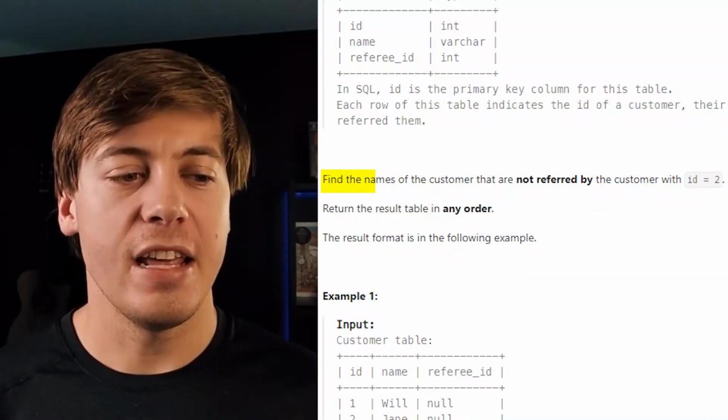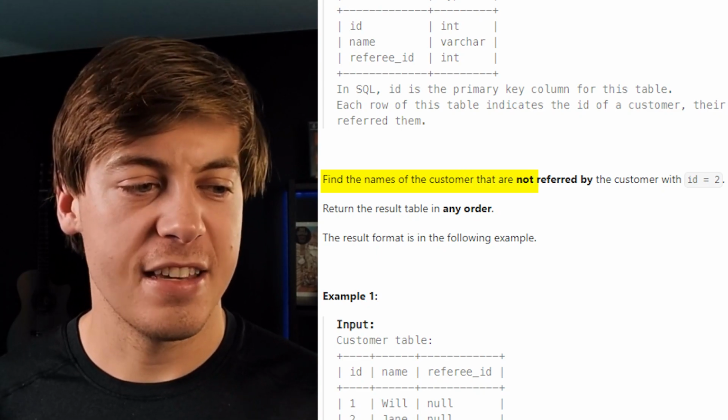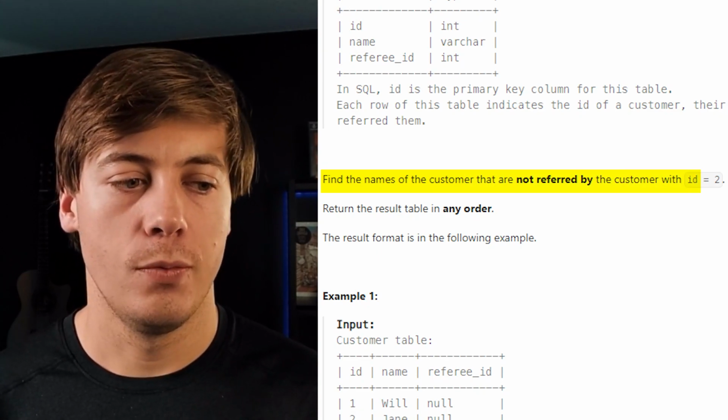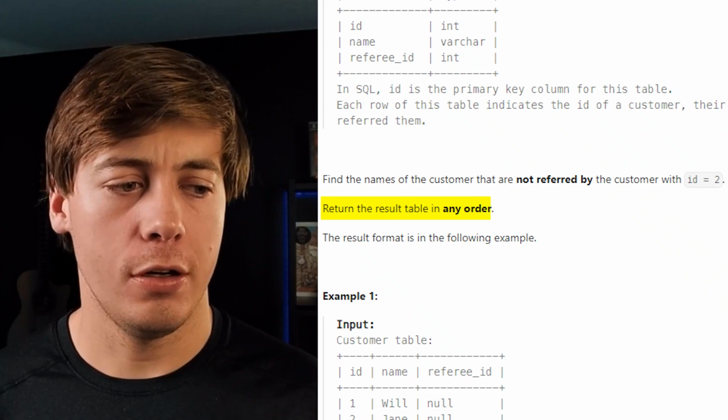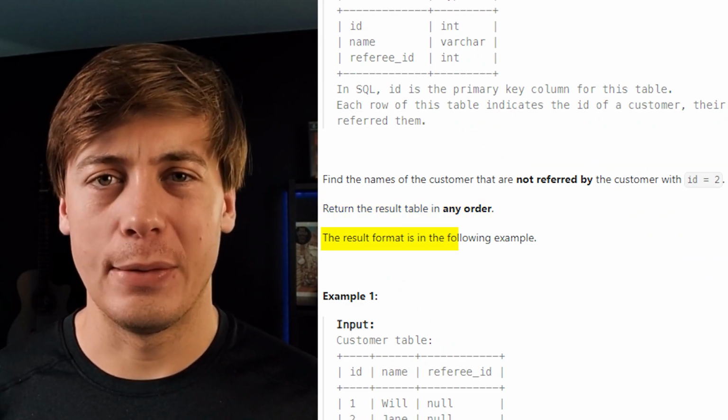LeetCode 584. Find customer referee. Find the names of customers that are not referred by the customer with the ID of 2. Return the results table in any order. The result format is in the following example. We're going to solve this easy LeetCode question in both SQL as well as Python Pandas, taking you line by line. All right, let's start coding.